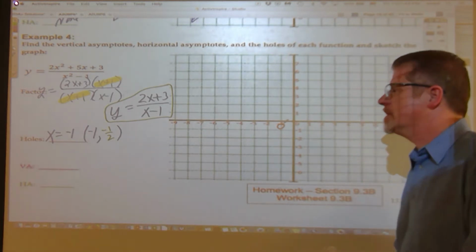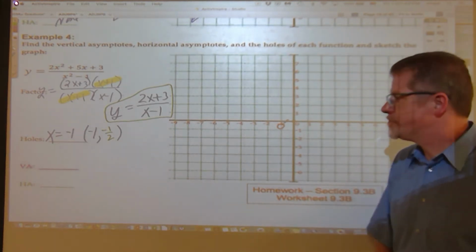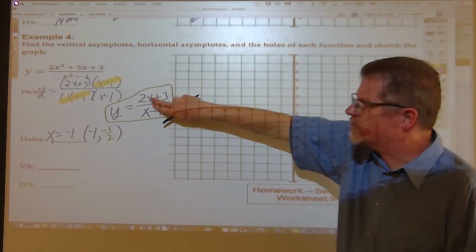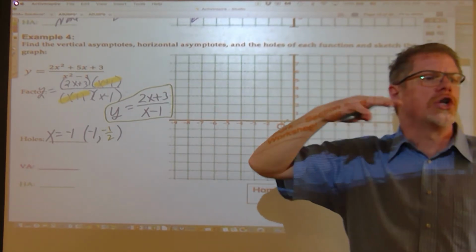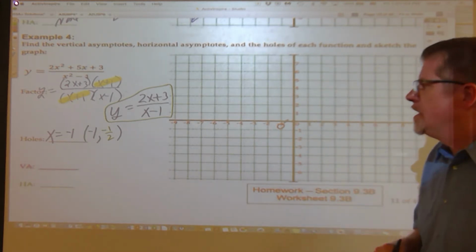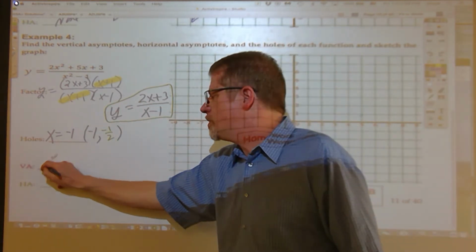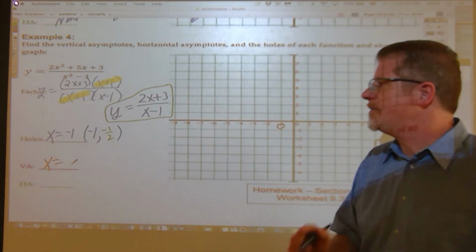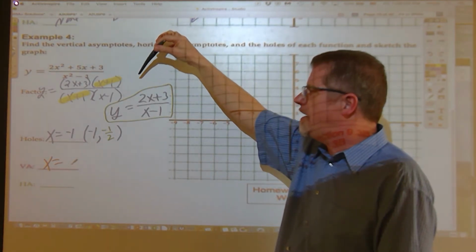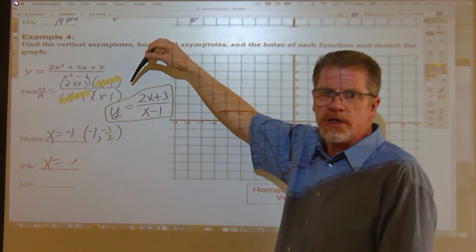So we've got a hole located at -1, -1/2. So put the hole in first. By the way, notice that this is a rational function. Rational functions typically look like children of 1 over x, so we can expect 2 branches. The vertical asymptote has to have an equation of x equals what? Raise your hand if you're reasonably sure you know the equation of the vertical asymptote.